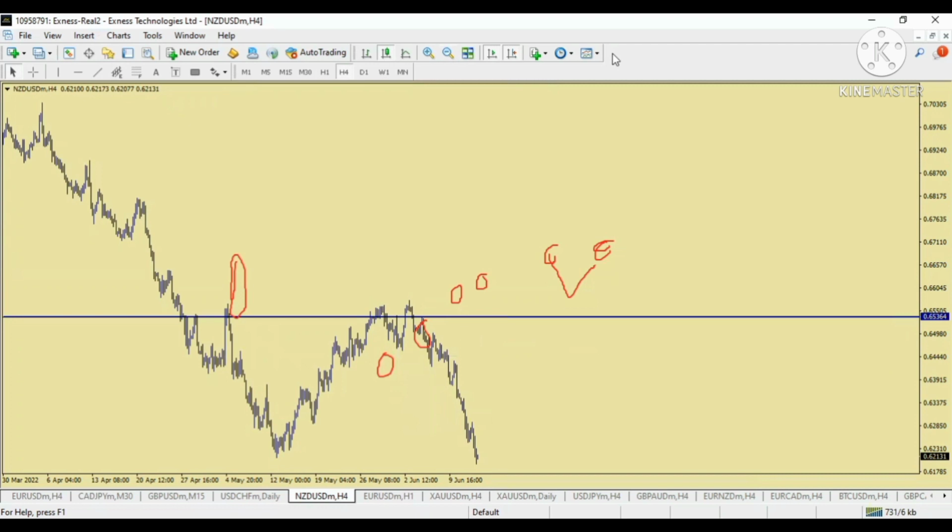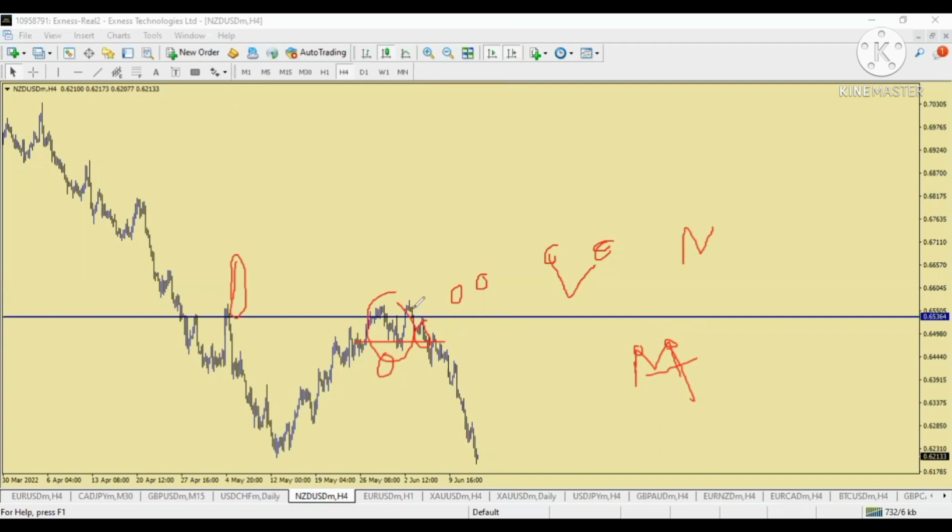Now, when I talk about the structure of the market, we have a head and shoulders pattern here already. Sorry guys, when I talk about the structure of the market, we have a double top. You can see this double top. When the structure of the market is broken, it means we are continuing in the trend. Here you can see this very well.